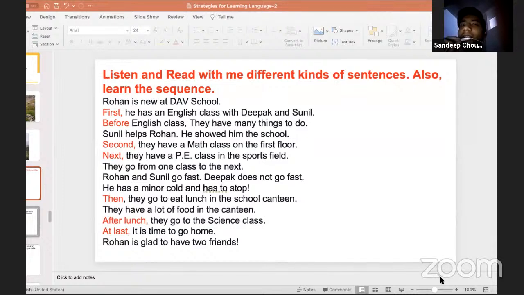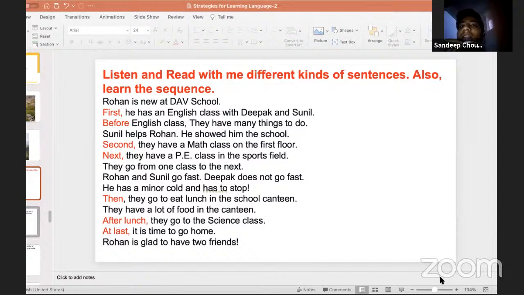Rohan is new at the DAV school. First, he has an English class with Deepak and Sunil. Before English class, they have many things to do. Sunil helps Rohan. He showed him the school. Second, they have a math class on the first floor. Next, they have a PE class in the sport field. They go from one class to the next. Rohan and Sunil go fast. Deepak does not go fast. He has a minor cold and has to stop.